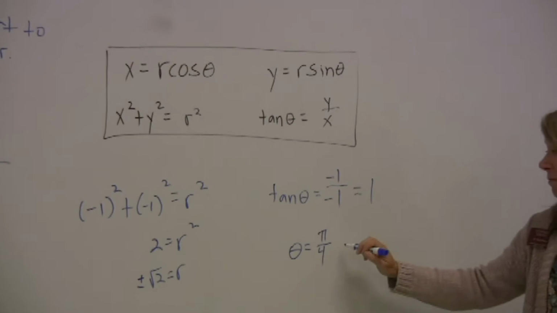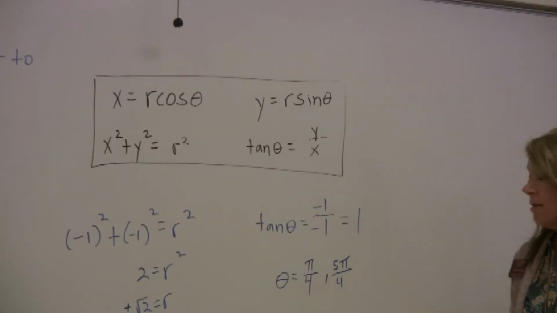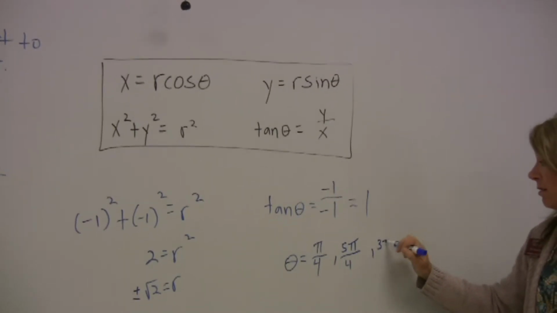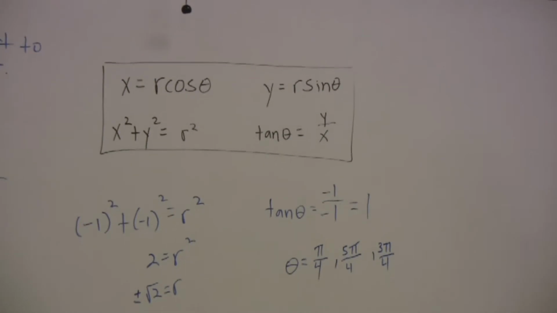5 pi over 4. There's another one. 3 pi over 4. There's an infinite number of them. All these odd multiples of pi over 4 would work.